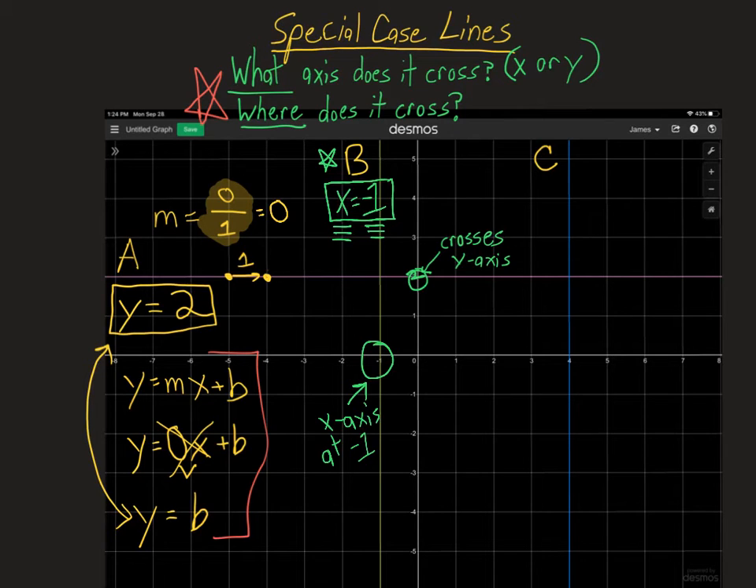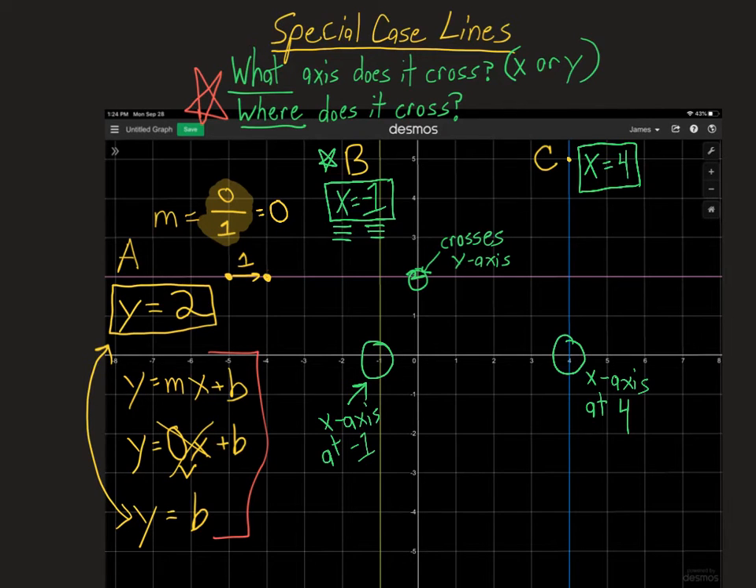X equals -1. Let's try that again on C to see how simple that is. What axis does C cross? Crosses the x-axis. Where does it cross it? At 4. What's the equation of that line? X equals 4. And that's it. Now, to help understand kind of what's behind that a little bit, so this doesn't seem like magic, think about it this way.